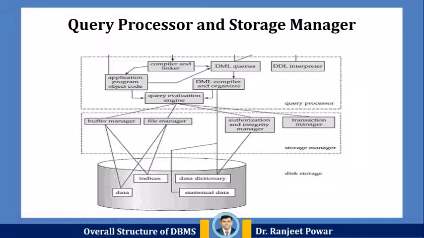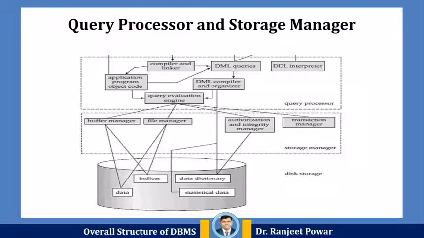The third one is the File Manager, which manages the allocation of space on the disk storage and the data structures used to represent information stored on the disk. The next is the Buffer Manager, which is responsible for fetching data from disk storage into main memory and deciding what data to cache in the main memory. The buffer manager is a critical part of the database system since it enables the database to handle data sizes that are much larger than the size of the main memory.